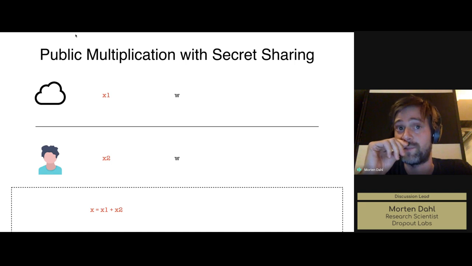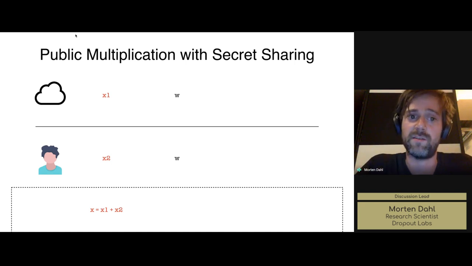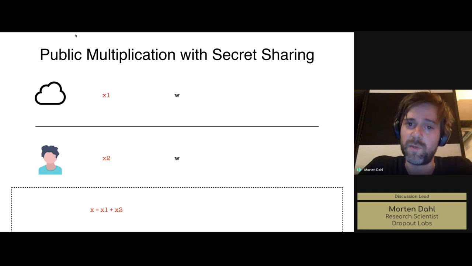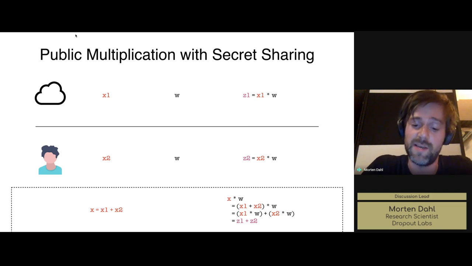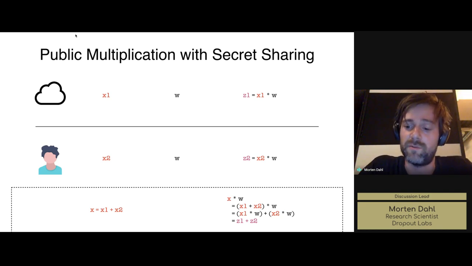Then the second operation we needed for our service was a public multiplication. In this case, there's already a sharing of x, and now there's this public w that they both know, and they want to compute a share again of x times w. It turns out that's also a local operation. They just multiply what they have. You can plug into the formula, rearrange a bit, and you now have a share 1 and share 2 that add up to x times w.